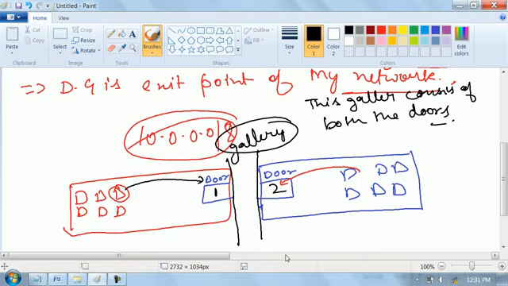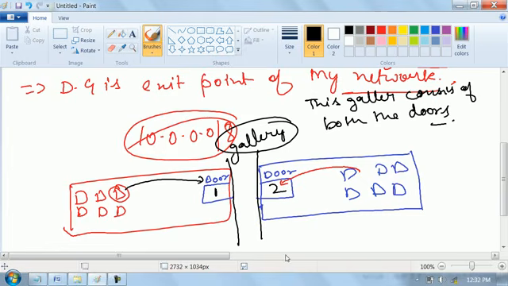If I conclude here, if I want to communicate in the same network, there is no need of a default gateway. If I want to communicate outside my network, I must send traffic to the default gateway. Agree? Third thing, my default gateway always lies inside my network. Agree? This thing is clear?